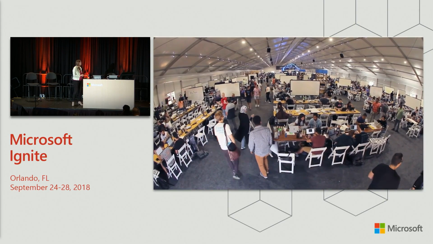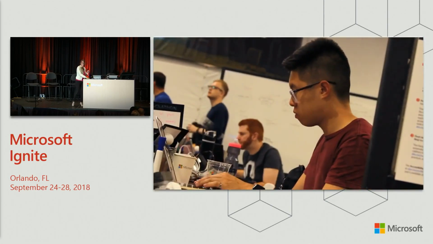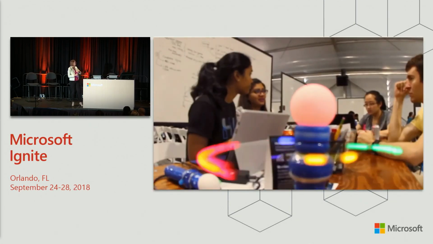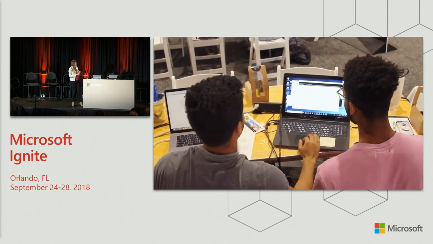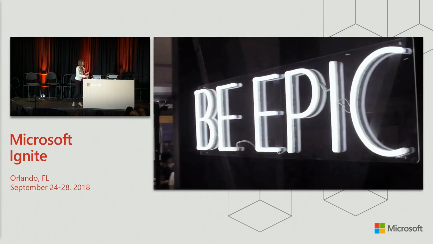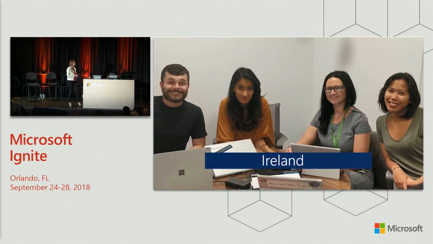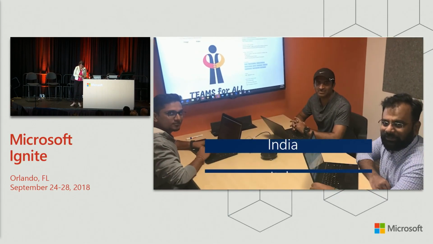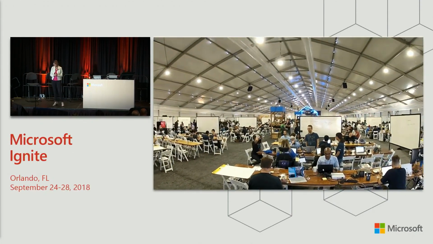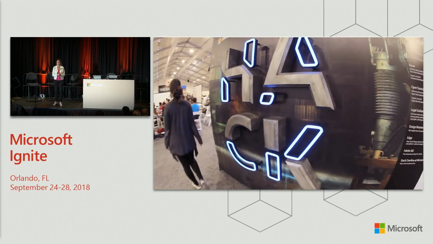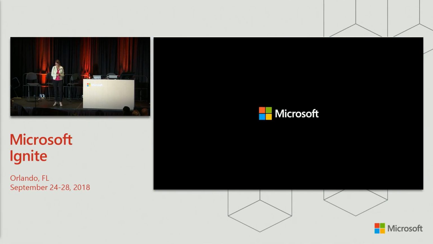People walking around in a large tent. Employees working together at a whiteboard. A woman takes off a mixed reality headset. A book drops on a table that reads, The Ability Hacks. A lighted sign reads, Be Epic. Photos of teams from multiple countries. A glass door closes with a sign that says, Ability. Microsoft logo.